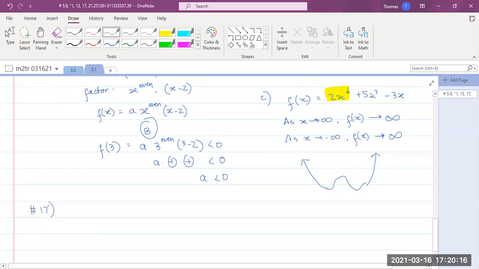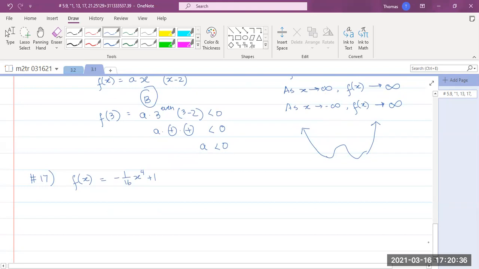Number 17. Find all values of x such that f(x) is positive and when f(x) is negative. Basically, we will do a sign graph. Now, instead of doing the inequality, remember steps 1, 2, 3, which you have to do in your test 1.